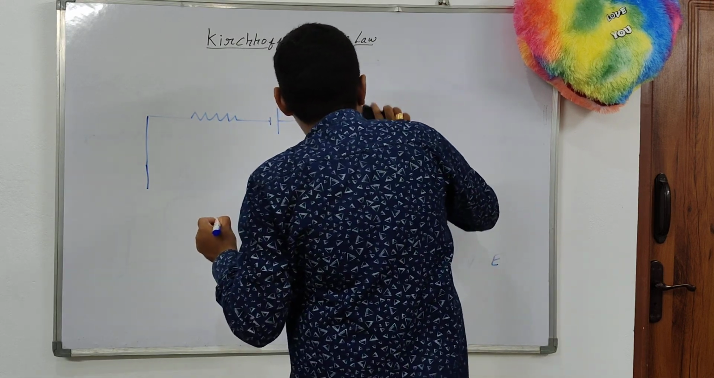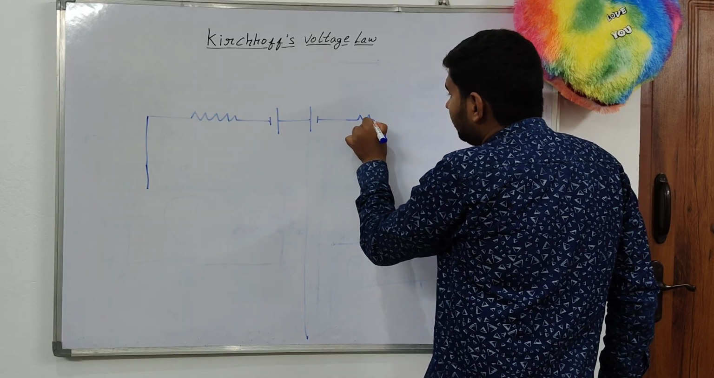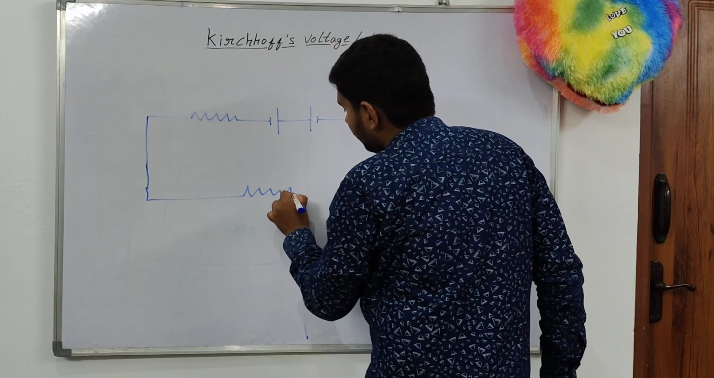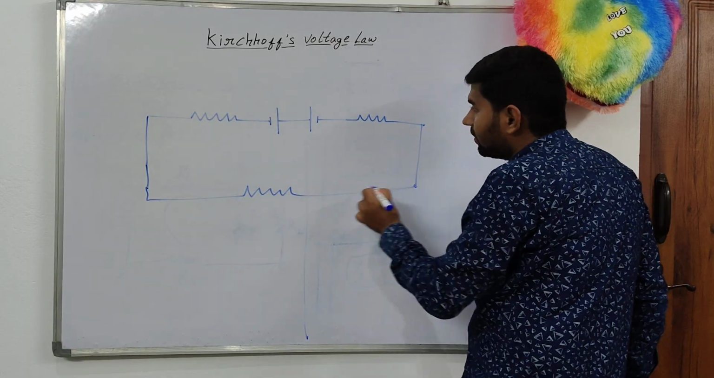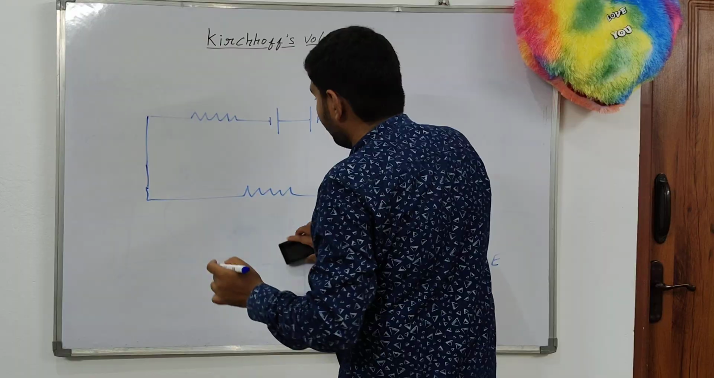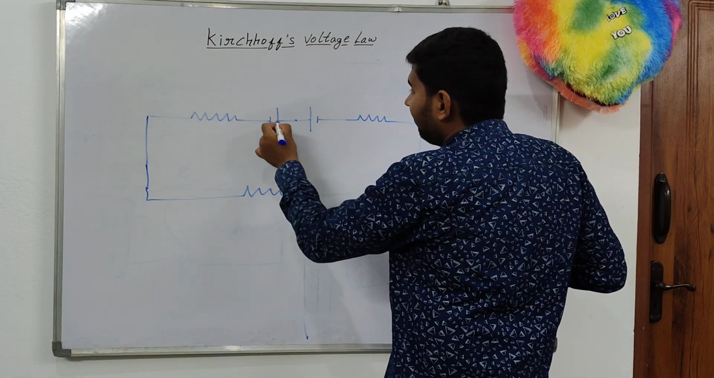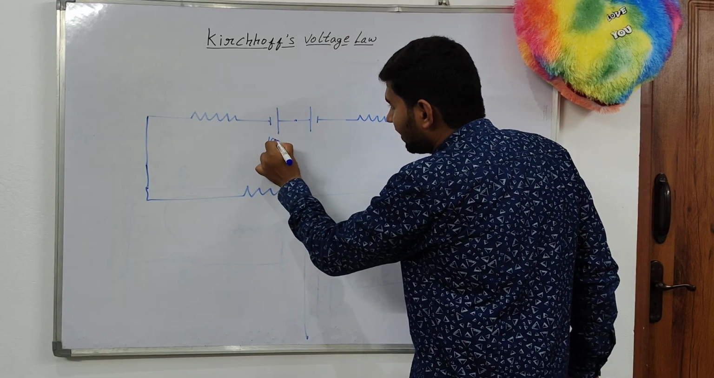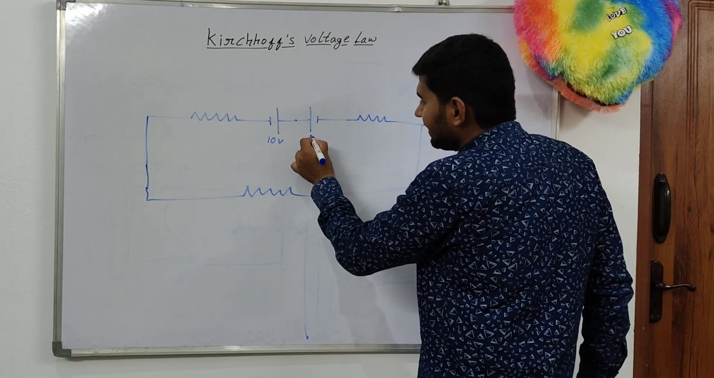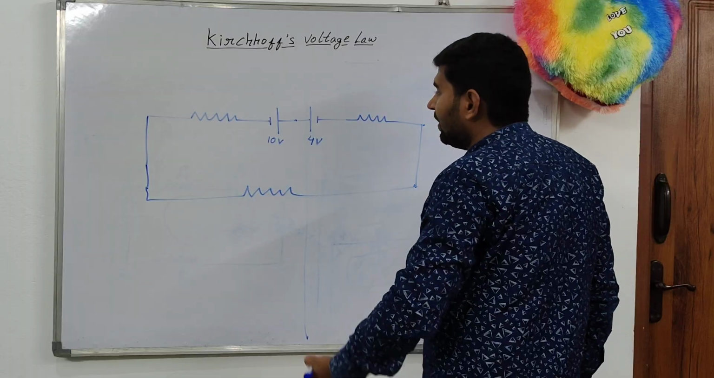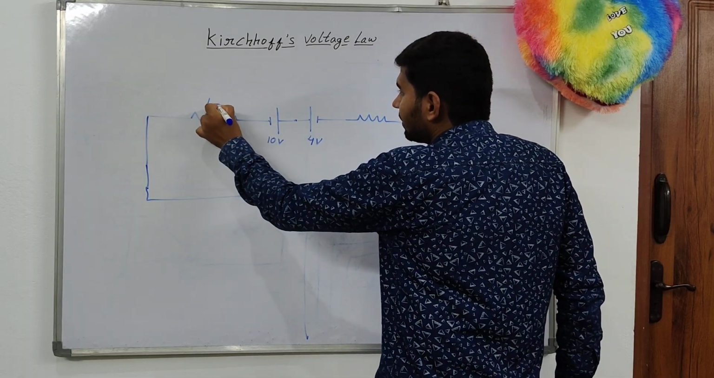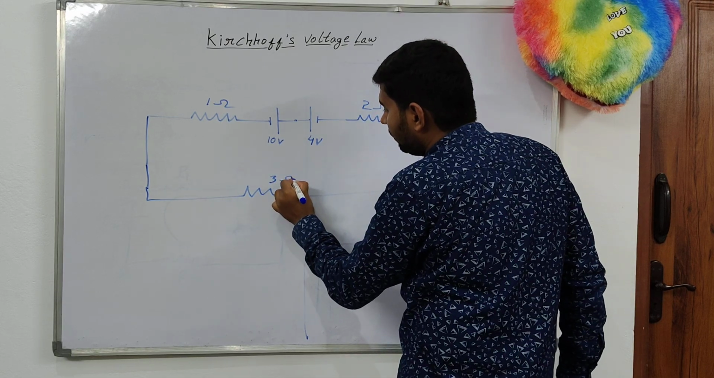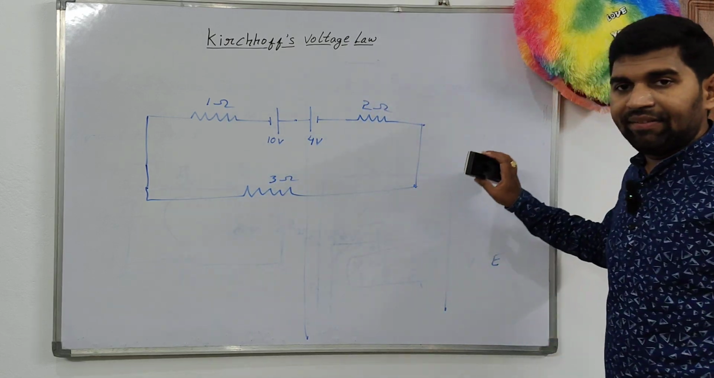Let us assume I will connect the two cells like this, and I will use the three resistors here. The EMF of the first cell, let us consider 10 volts. The second cell, let us consider 4 volts, and here the resistances are 1 ohm, 2 ohm, and 3 ohm. Now this is the given circuit.